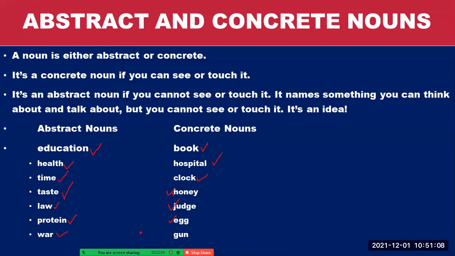War is an abstract noun, but a gun which is used in fighting the war is a concrete noun. You can see it, you can actually touch it, and it is something that is quite physical. You can see it and touch it.